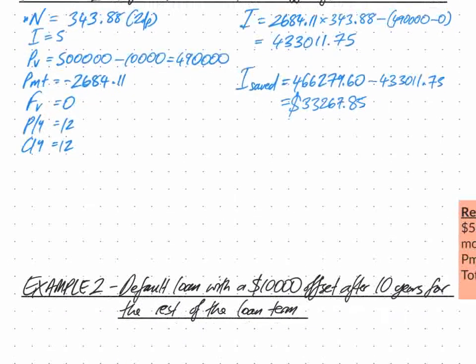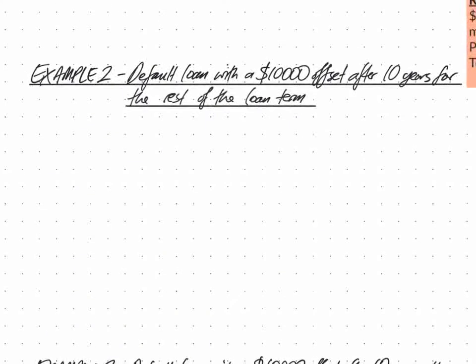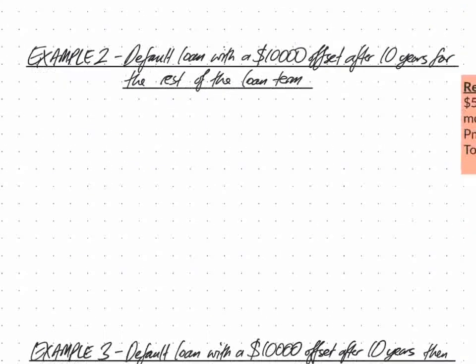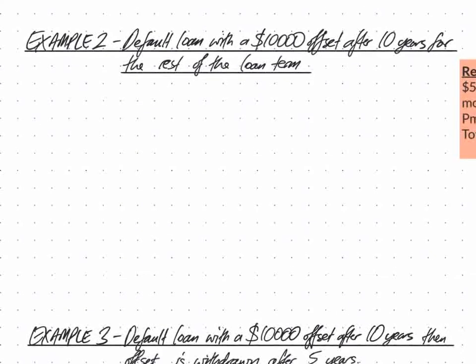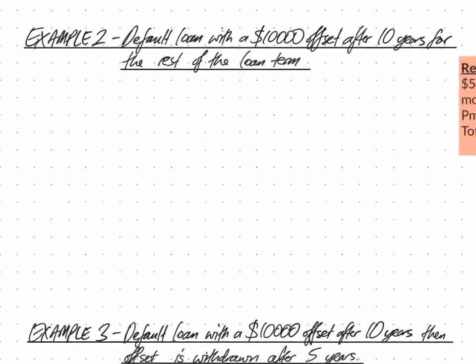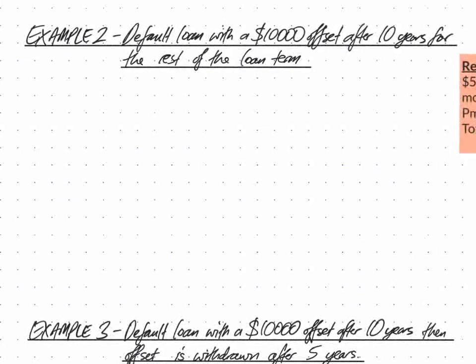Moving down. I better take my default with me. So example 2 is the default loan with $10,000 offset after 10 years, and then you keep it in for the rest of the loan term. So this is slightly more complicated, but it works out the same as a lump sum partway into the loan. So you need to work out what happens in the first 10 years. I need to work out what my debt is after 10 years.